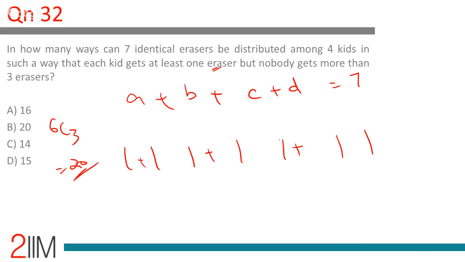We're not worried about nobody getting more than 3 yet. If somebody gets more than 3, then they have to get at least 4, and each one gets at least 1. So we're looking at 1, 1, 1, 4 in some order. That can be done in 4 ways. 20 minus 4 equal to 16. Looking for 16. Done.